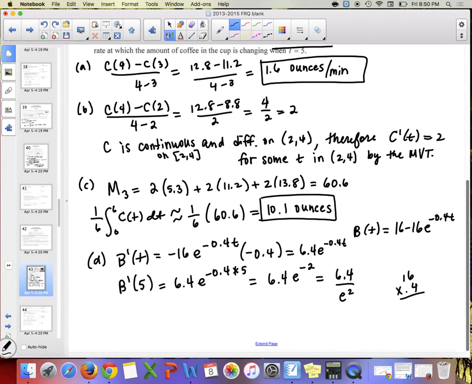And this is in ounces per something. Oops, ounces per time, and our time was in minutes. So it's ounces per minute. And you wouldn't have to find that decimal because you don't have your calculator. So we leave it how it is.